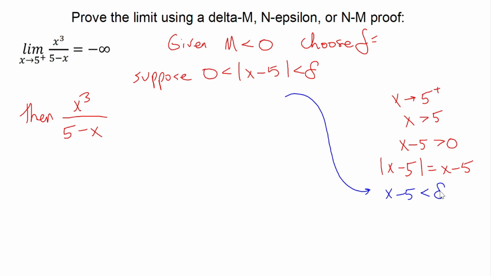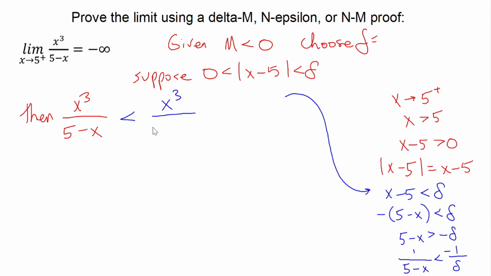So I could factor a negative sign out of this to get -(5 minus x) is less than delta, or that 5 minus x is greater than negative delta, or 1 over 5 minus x is less than -1 over delta. And now I can replace in here, with a less than sign, x cubed over a negative delta. And x cubed, as we approach 5 from the right-hand side, is always positive, so we don't need to worry about multiplying by the x cubed and messing with the inequality sign there.